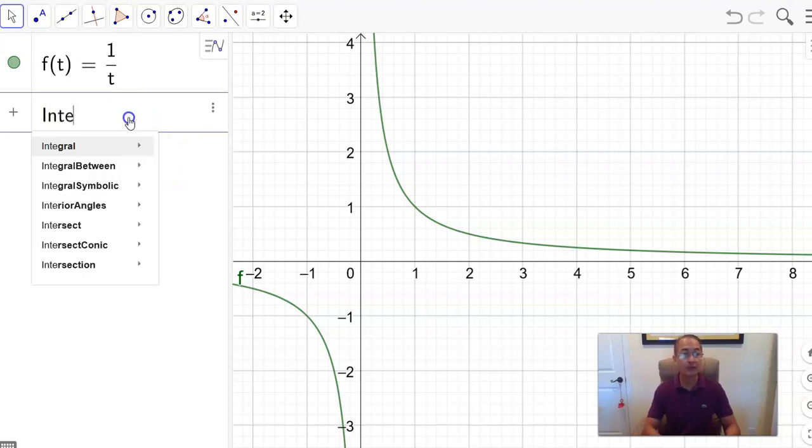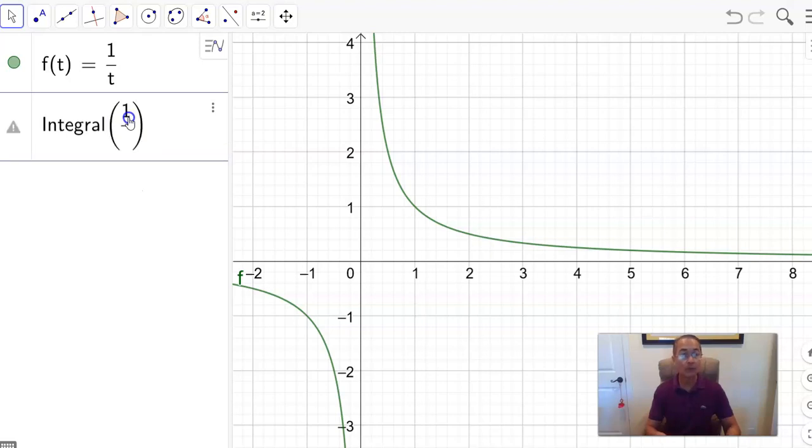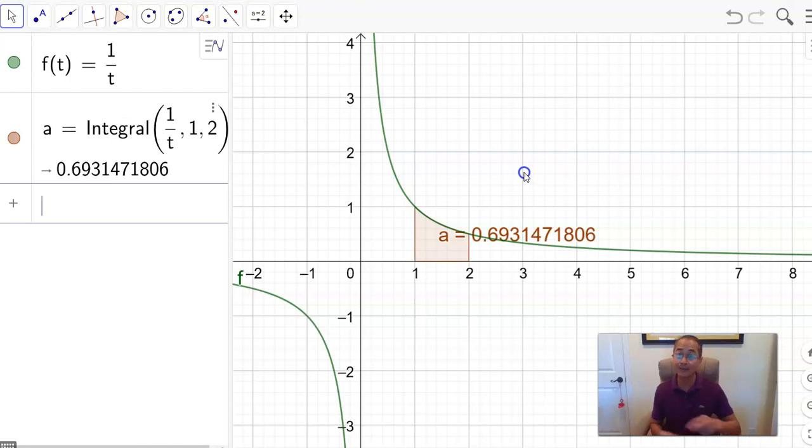So we will use the integral function. We will integrate 1 over, let's try 1 over t, from 1 to 2. Does that work? Oh yeah, it does work. GeoGebra is telling us that ln of 2 is approximately 0.693. So that is the value of ln of 2. It's not 1 over 2. It is this area from 1 to 2.